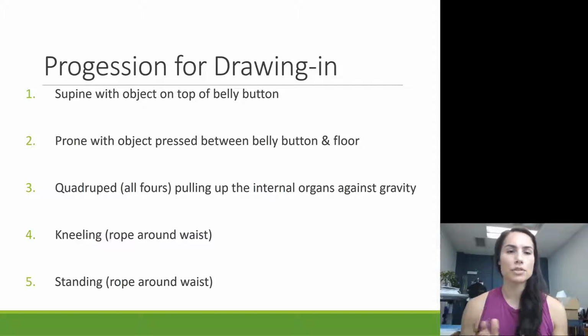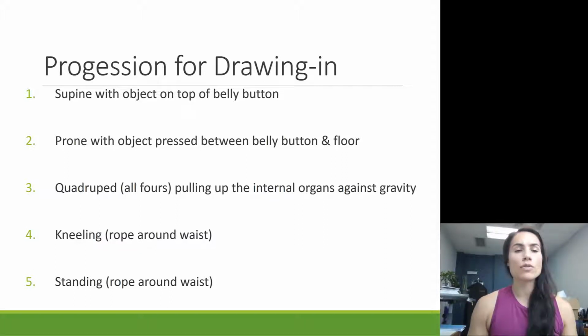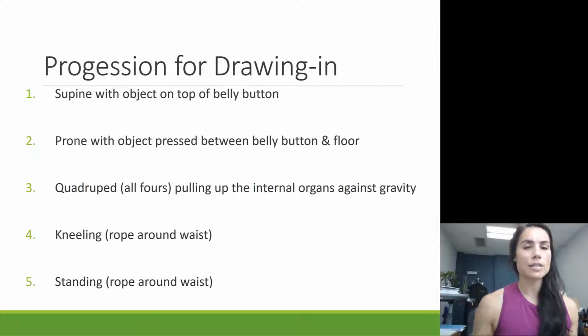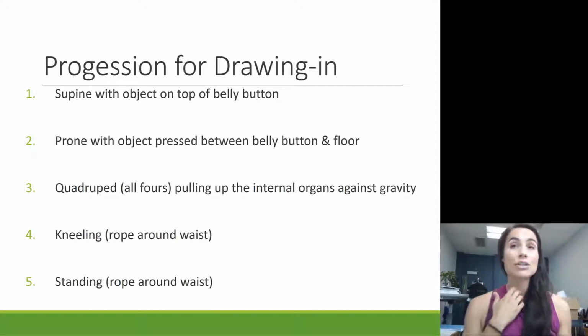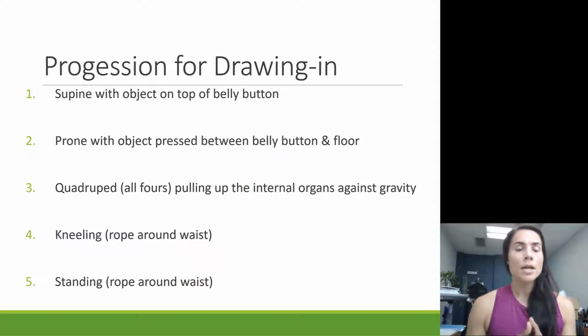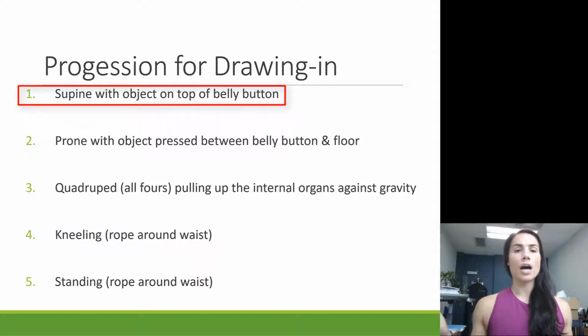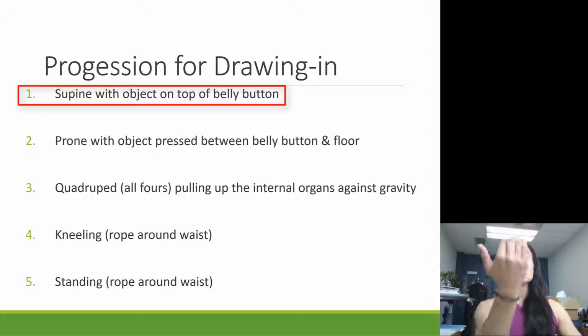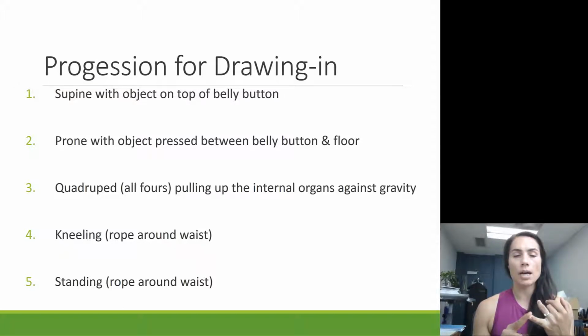So here are some progressions for drawing in. Okay, so if you were trying to help a client with their posture, and again, this is good for building the abdominal muscles and the pelvic floor muscles. Start with a supine, being on your back with an object on your belly. So if you lay on your back and you put an object on that lower belly, what you're going to have your client do is try to draw that in so they can see the object go down. So that's a first starting spot.